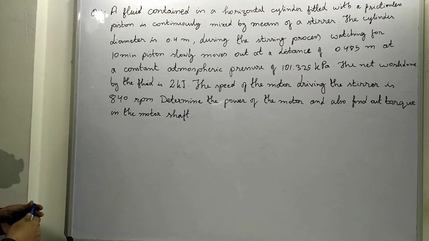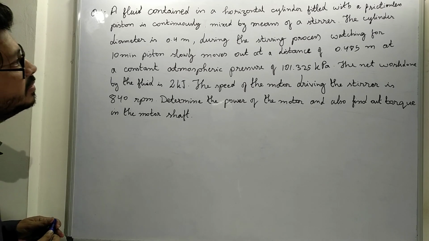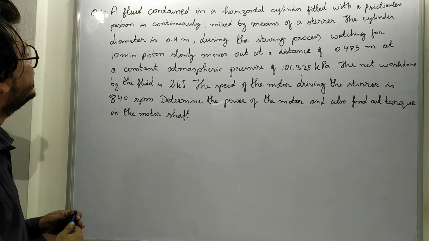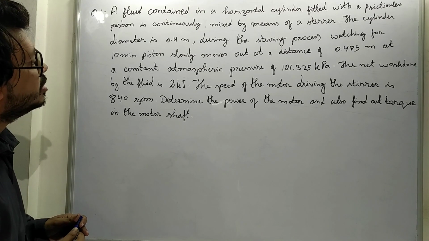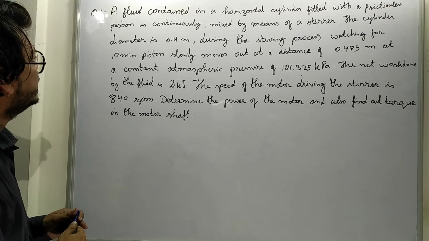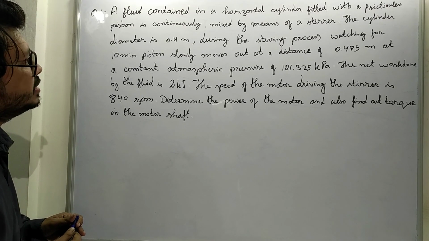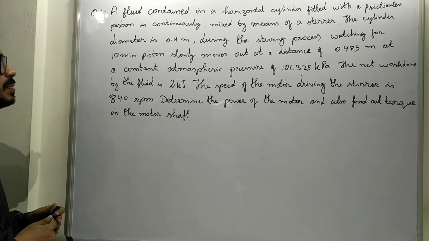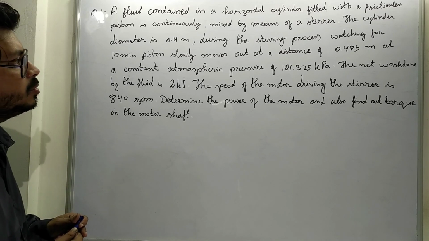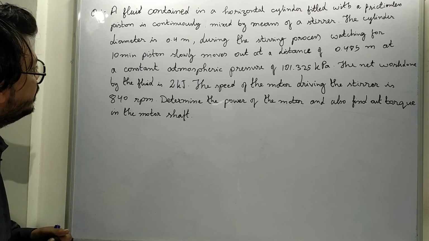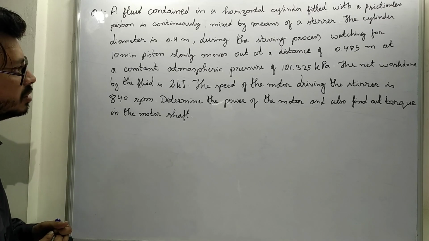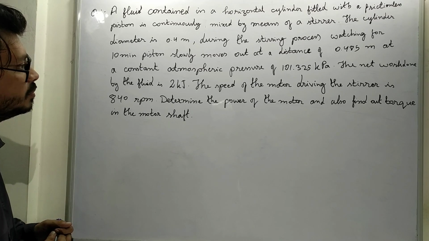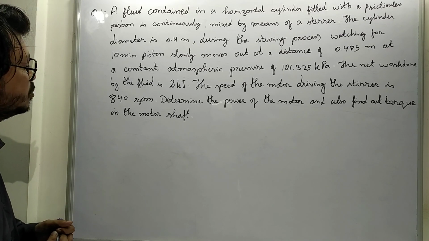Now let us see this question. A fluid contained in a horizontal cylinder fitted with a frictionless piston is continuously mixed by means of a stirrer. The cylinder diameter is 0.4 meter. During the stirring process, watching for 10 minutes, the piston slowly moves out a distance of 0.485 meter at a constant atmospheric pressure of 101.325 kilopascal. The net work done by the fluid is 2 kilojoule. The speed of the motor driving the stirrer is 840 rpm. Determine the power of the motor and also find out the torque in the motor shaft.